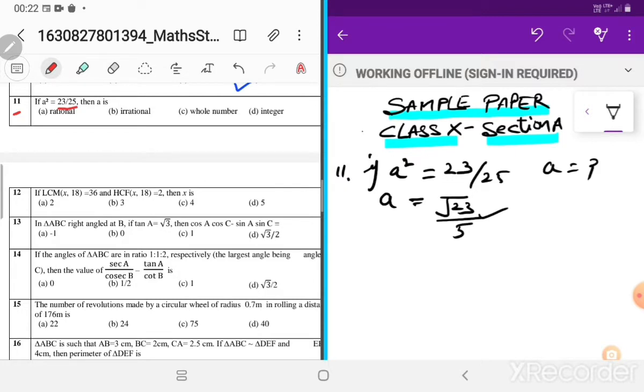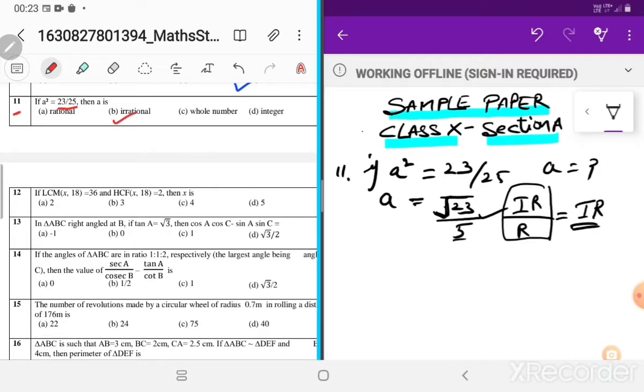Now we'll see, root 23 is what? Any number which is under a root is irrational. And this 5 is what? This is rational. And we know that if we divide an irrational number by a rational number, we always get an irrational number. So our answer is irrational, option B. You should be able to explain this with an example for yourself. Otherwise, here there is no need to show any example, but you should know how irrational upon rational is irrational. I already discussed it many times. Also, the sum of two rationals is rational or irrational? This type of question may come.